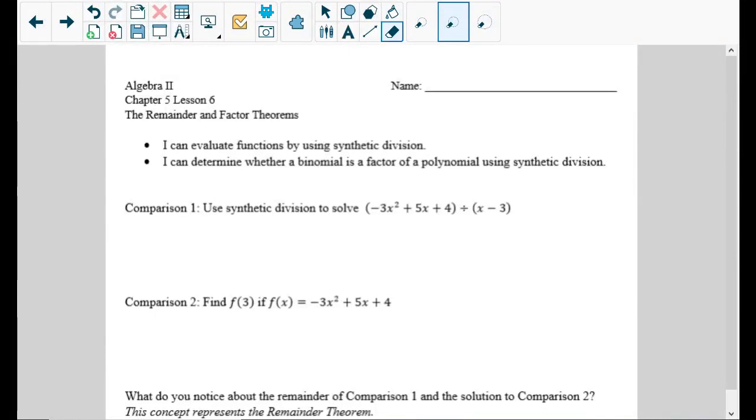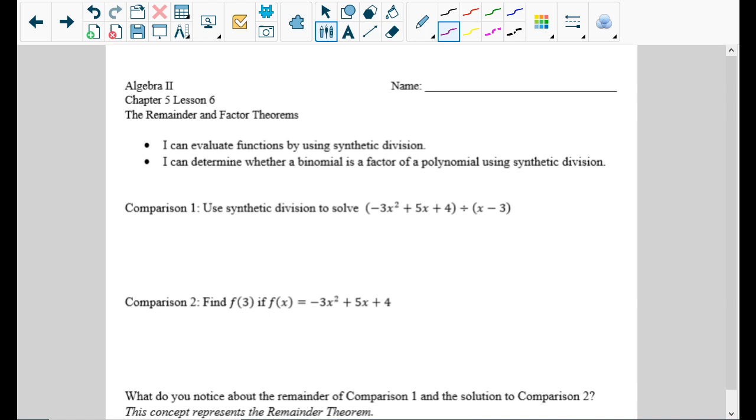Chapter 5, Lesson 6, the remainder and factor theorems. So we're going to go back a little bit here at the beginning. We're going to take a look. Let's use our synthetic division here in comparison 1 to solve. So we have this expression being divided by x minus 3.